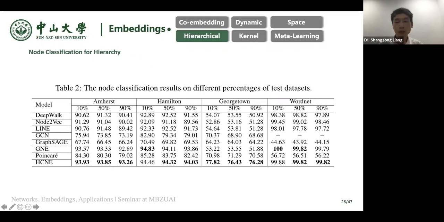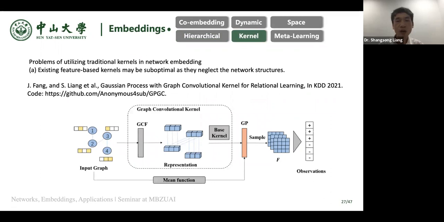And last month, we just had a paper accepted by the KDD conference, entitled Gaussian Process with Graph Convolutional Kernel for Relational Learning. The contribution of this paper is to propose an effective kernel function for the inference of the graph embedding. If you look at the figure, we propose a base kernel function, and we try to map the features into more efficient features. Then we use graph embedding algorithms to further get the final embedding of the node and the attribute. That is the main contribution of our KDD paper.